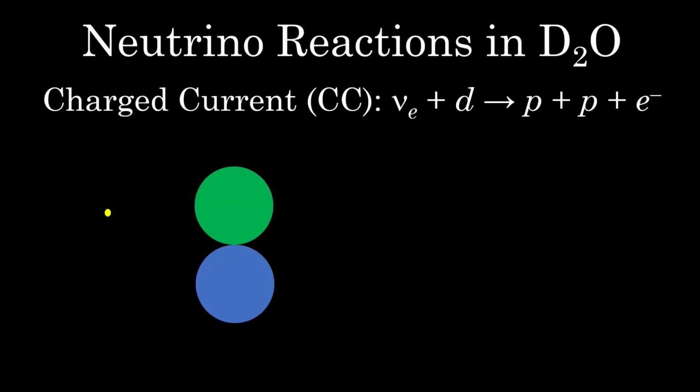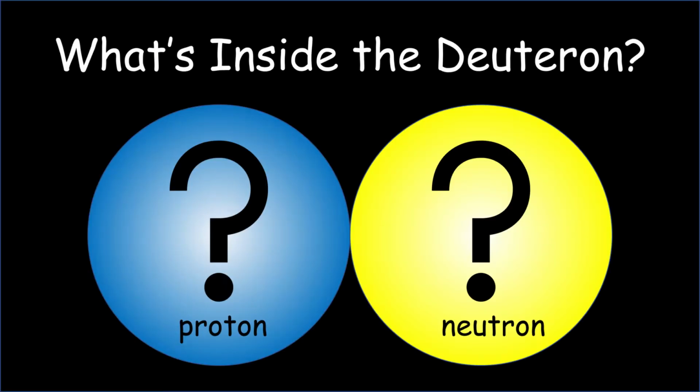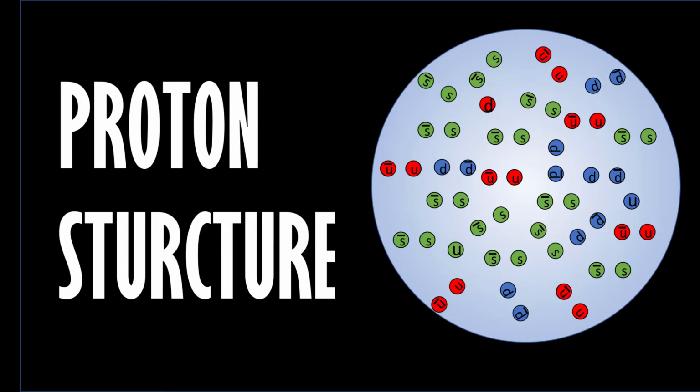To answer these questions, a detailed understanding of the structure of the nucleons the neutrino encounters inside the deuteron is needed. For this, we revisit the experiments and analyses that provide insight into the structure of the proton and develop a model of what the neutrinos likely see when they interact with a nucleus.